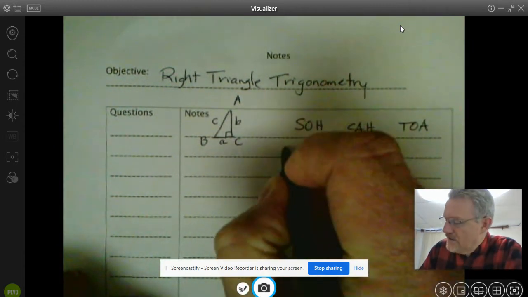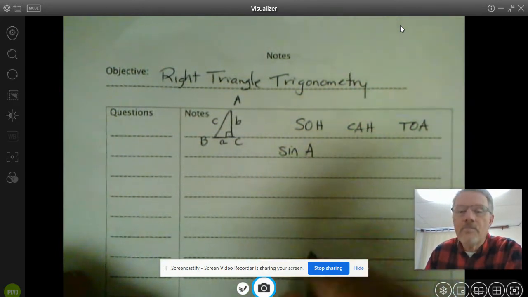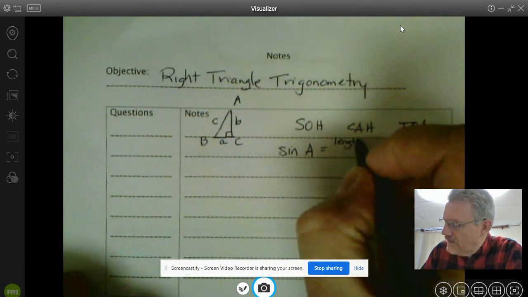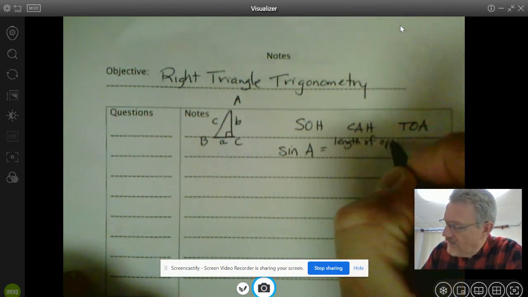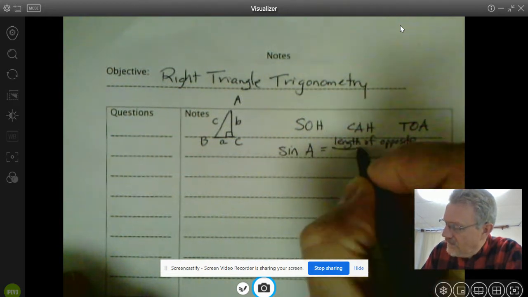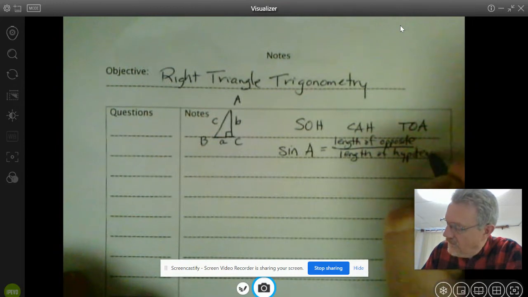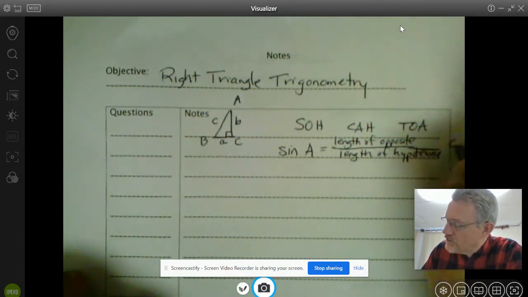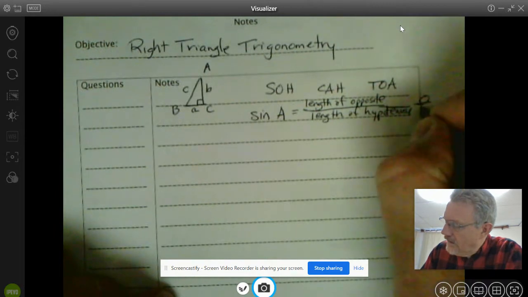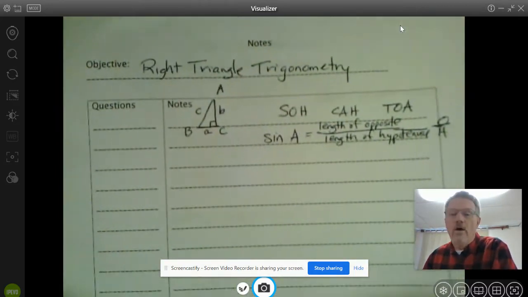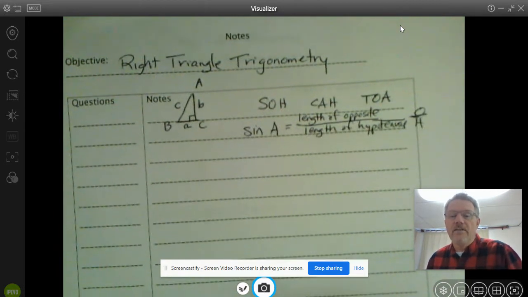And what that means is that sine of the angle is equal to the length of the opposite side divided by the length of the hypotenuse. We're just going to use O over H to stand for the length of the opposite divided by the length of the hypotenuse.